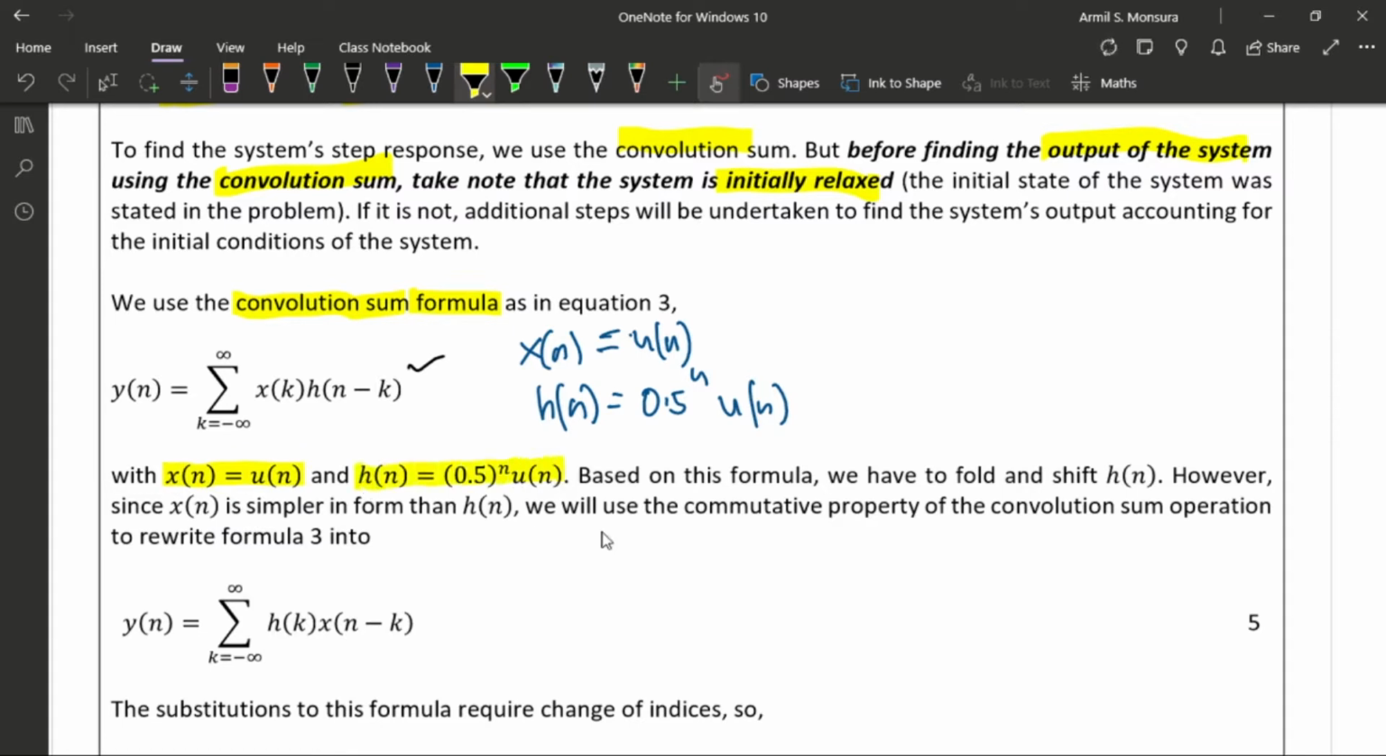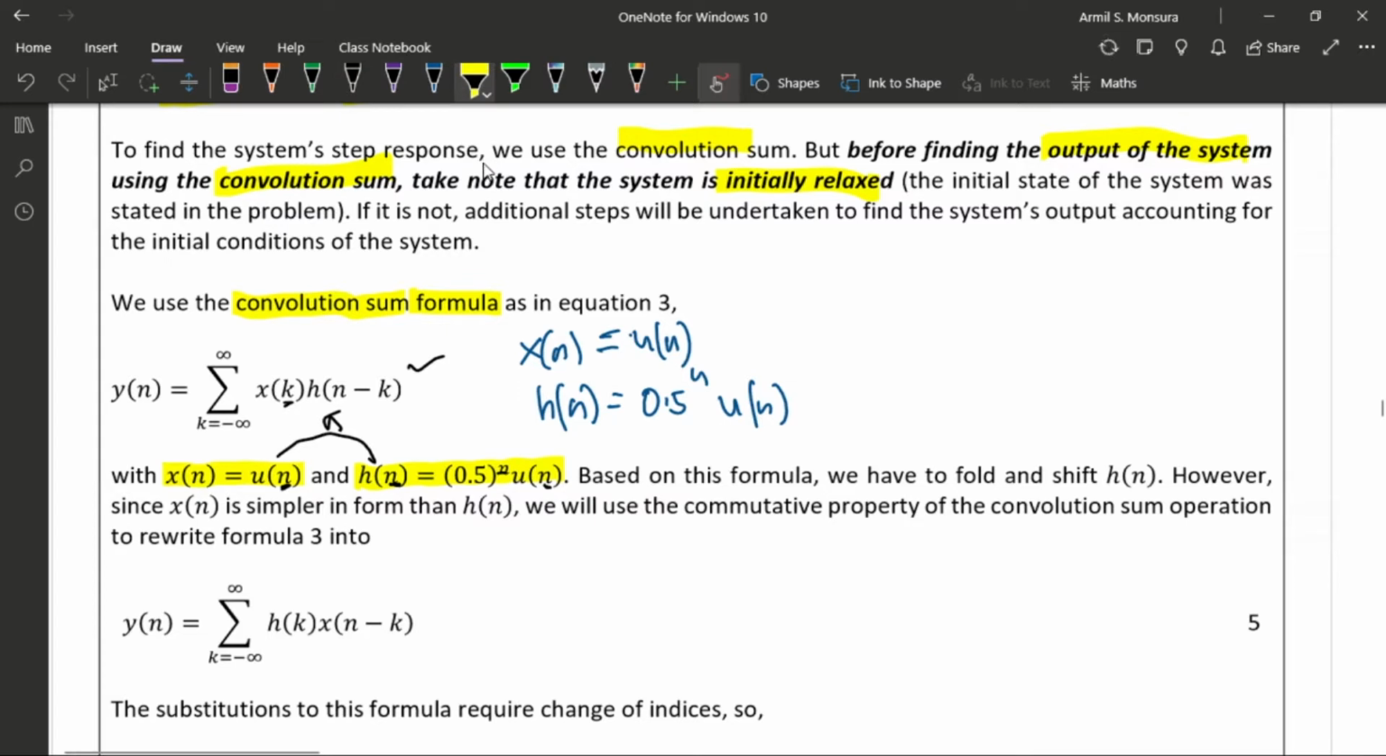Ito at saka ito. Okay, so again, every time na magsasubstitute tayo, since ito at saka ito, isa-substitute natin dito. Okay, pag yung x, isa-substitute natin dito. Yung lahat ng n, gagawin natin k. While para sa h, lahat ng n, gagawin natin n minus k. Okay? So, ito, tsaka to, gagawin natin n minus k. So, ayun. So, now, ganito.